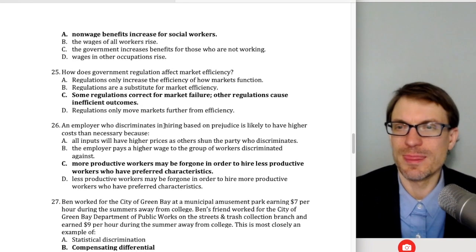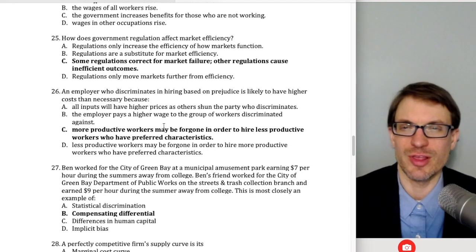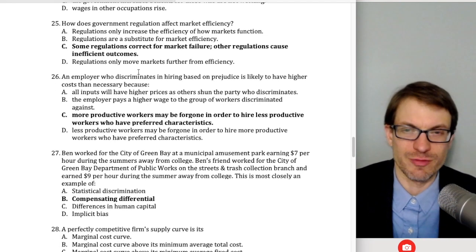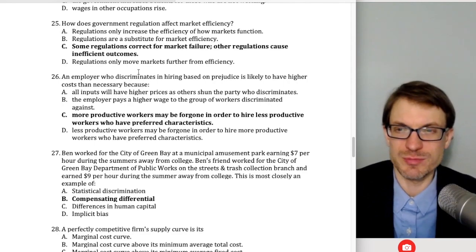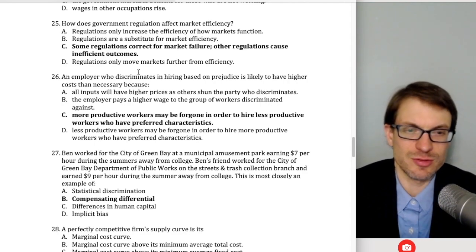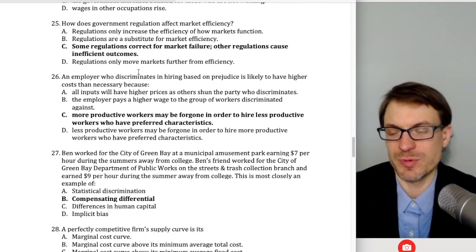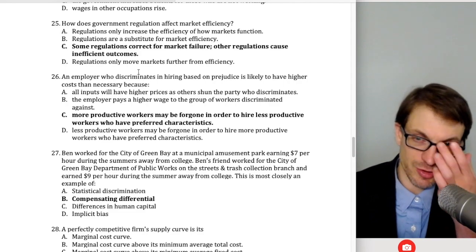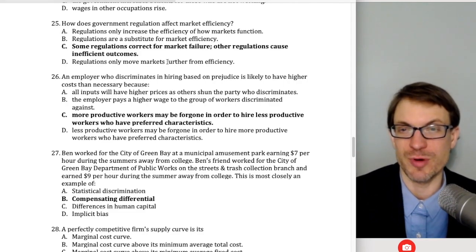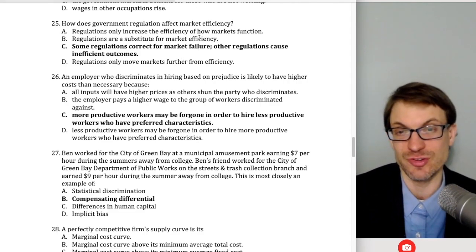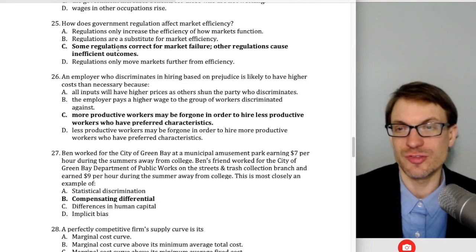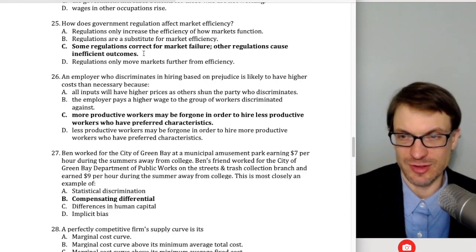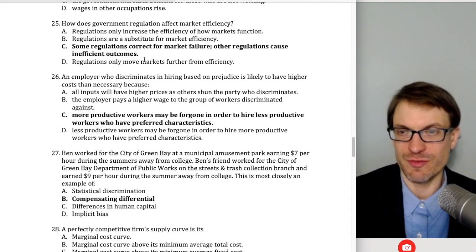Okay, so let's see. How does government regulation affect market efficiency? Well, some regulations correct for market failure. Others cause inefficient outcomes. So sometimes government influence is good on markets, particularly when the market's already in or in danger of market failure. So market failure is the presence of inefficiency or the lack of efficiency. Regulations cause inefficient outcomes, like price controls, like taxes. Those sorts of things all cause inefficient outcomes.